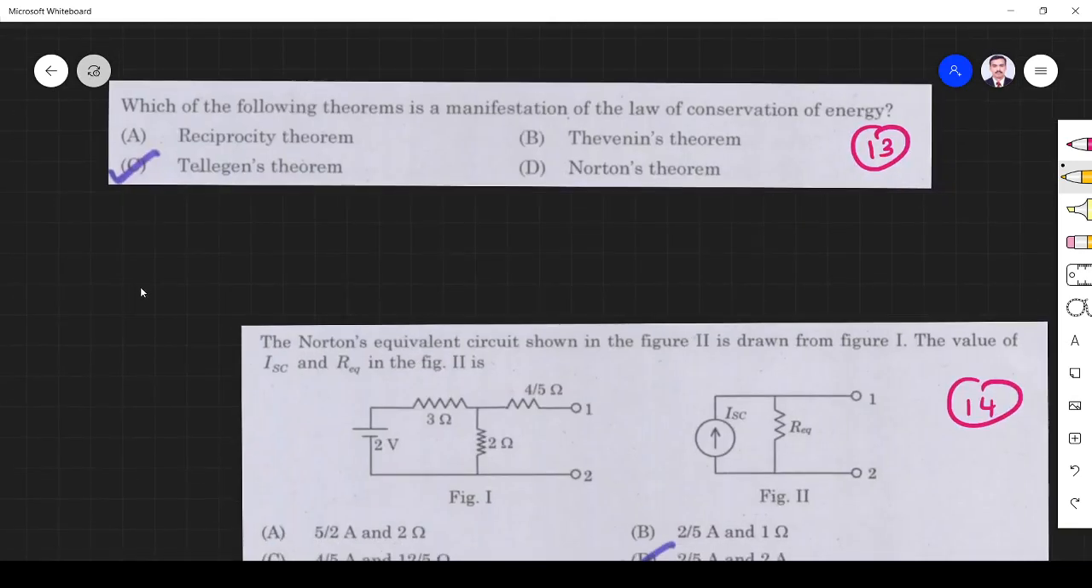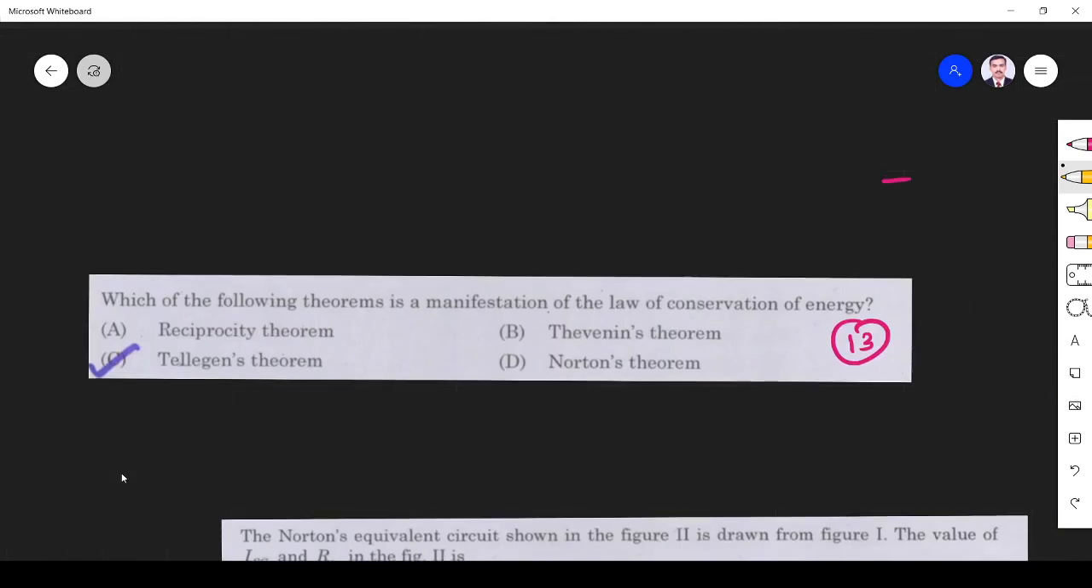Next one, which one of the following theorems is a manifestation of the law of conservation of energy? The law of conservation of energy is the manifestation of Tellegen's theorem.